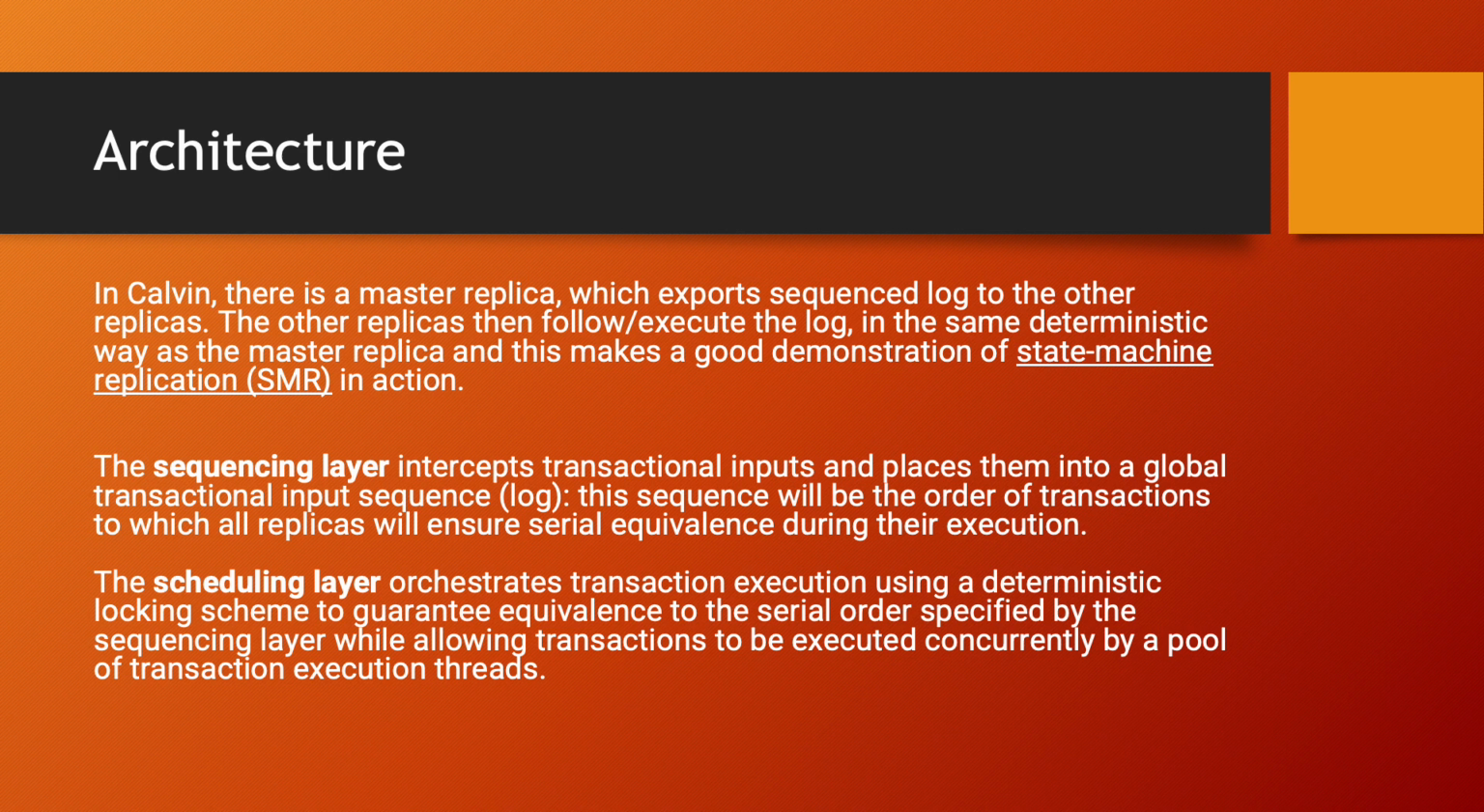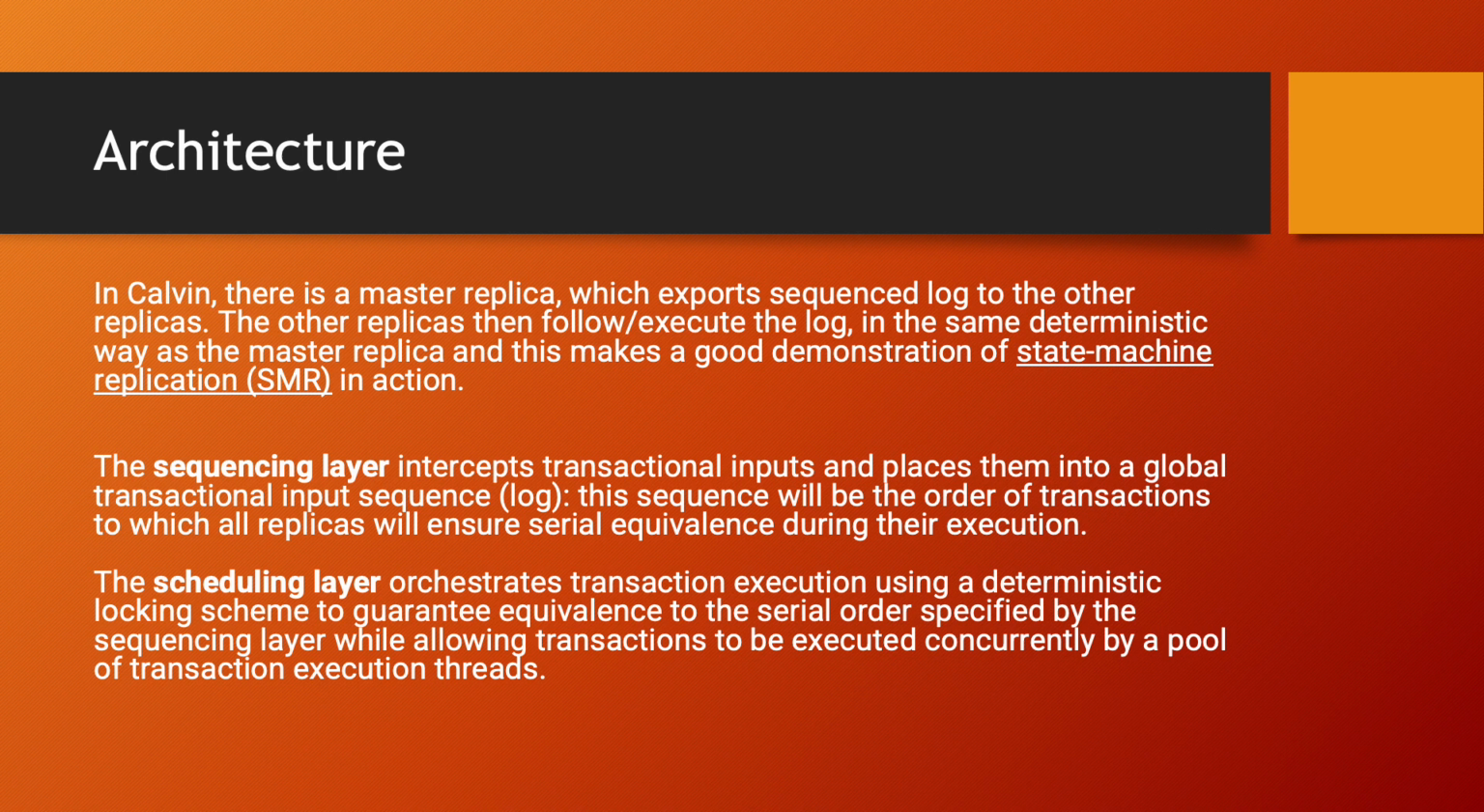In Calvin, there is a master replica which exports the sequenced log to the other replicas. The other replicas then execute the log in the same deterministic way as the master replica, and this makes a good demonstration of state machine replication, or SMR, in action. The sequencing layer intercepts transactional inputs and places them into a global transactional input sequence. The sequence will be the order of the transactions to which all replicas will ensure serial equivalence during their execution.